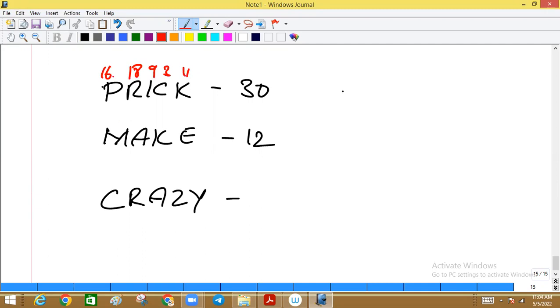Now I will check with the reverse. What is the reverse? P 11, R 9, I 18, C 24, K 16. 11 plus 9 is 20, 20 plus 18 is 38, 38 plus 24 is 62, 62 plus 16 is 78. Again 78 and 30 are not related. Are they related? No. Then what to do now?